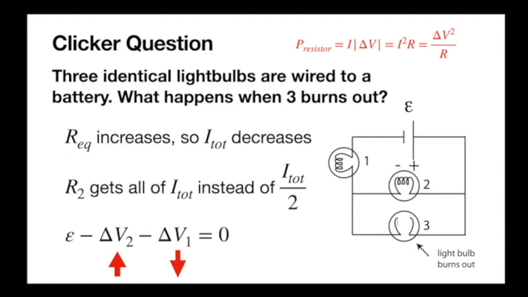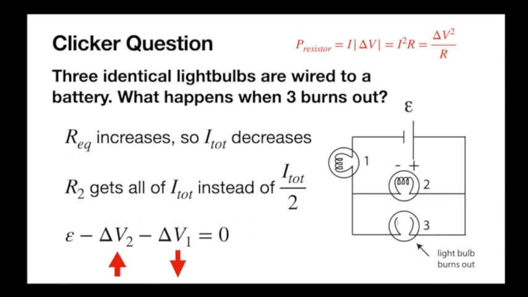But then light bulb 3 burns out, and now we have a much simpler circuit that's just current going through 2 and then current going through 1. So they're in series, and we just get R plus R, or 2R. 2R is greater than 3/2 R, right? So when the light bulb burns out, the equivalent resistance of the circuit actually goes up because we reduce the amount of pathways that the current has.